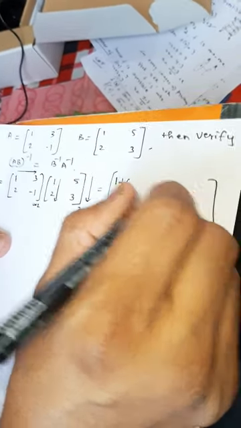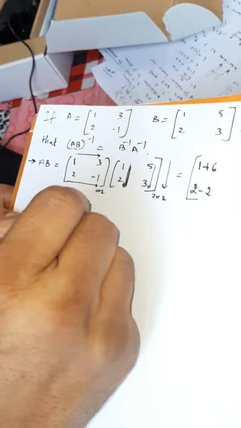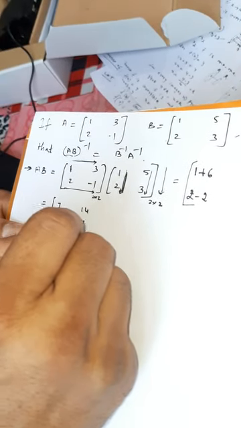Now this is the element in second row, first column. You take the second row of the first matrix and the first column of the second matrix. That is 2 ones are 2, minus 1 into 2, minus 2. Then similarly the second row, second column: second row of the first matrix multiplied with the second column of the second matrix. 2 fives are 10, minus 1 threes, minus 3. So we get 7, 14, 0 and 7. This is the matrix AB.